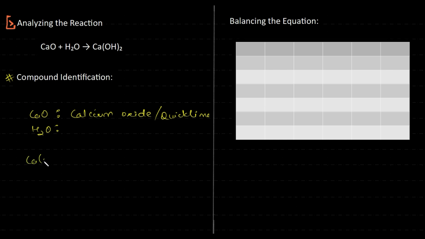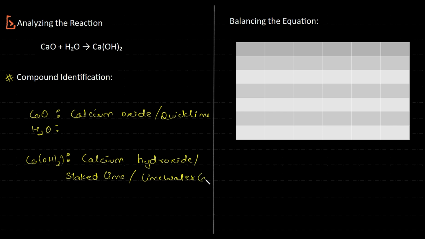And then we have Ca(OH)2. Can you take a guess? Obviously, it has to be calcium and it has to relate to oxygen and hydrogen. So what is it? Yes, hydroxide. This also has a common name, that's your slaked lime or your lime water, of course, if it's in water.